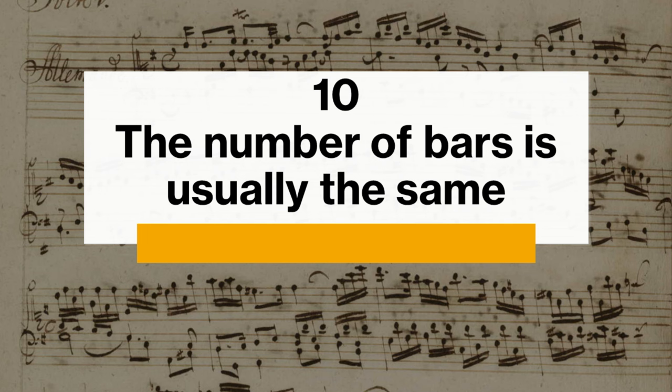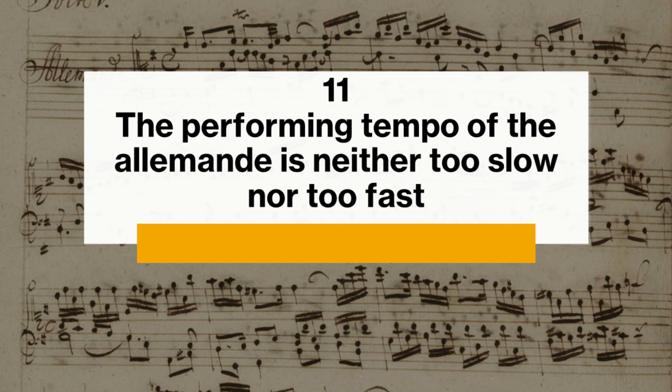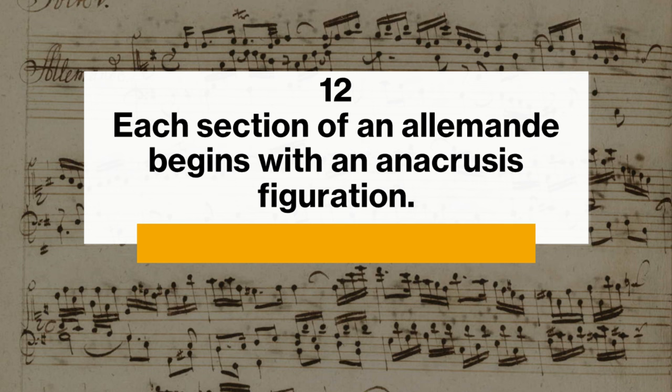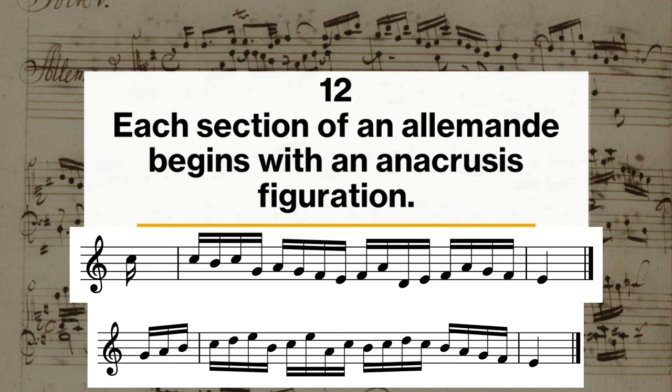11. The performing tempo of the Allemande is neither too slow nor too fast. We can make the right choice by listening to and analyzing the changes in the harmony. 12. Each section of an Allemande usually begins with an anacrusis figuration, like a 16th note or three 16th notes.